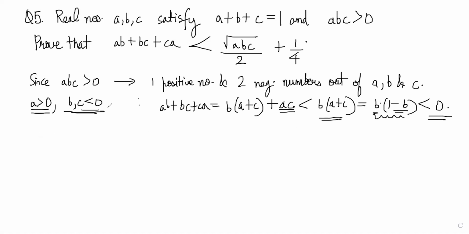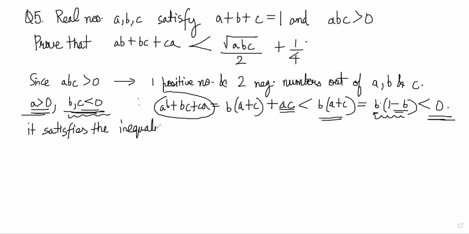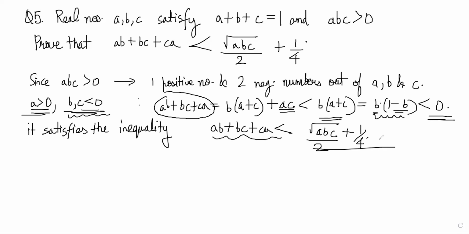So we are able to show that AB plus BC plus CA is less than 0 if A is positive and B and C are negative. Now, if it is less than 0, it automatically satisfies the inequality that we want to prove. We want to show that AB plus BC plus CA is less than root ABC by 2 plus 1 by 4. Obviously, if it is less than 0, it is automatically satisfying this inequality. So basically, we have shown that in the case where two numbers are negative and one number is positive out of ABC, the inequality is true.